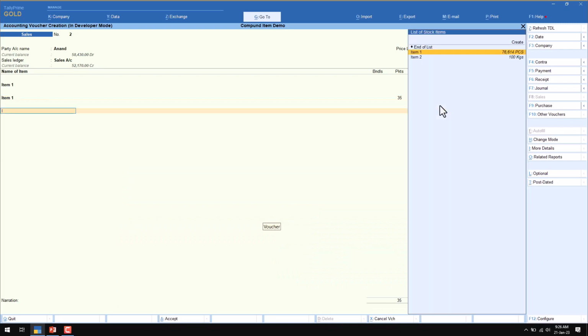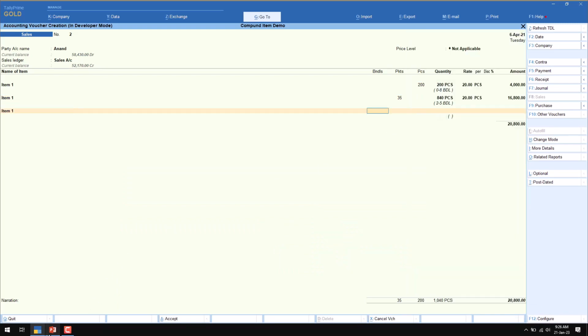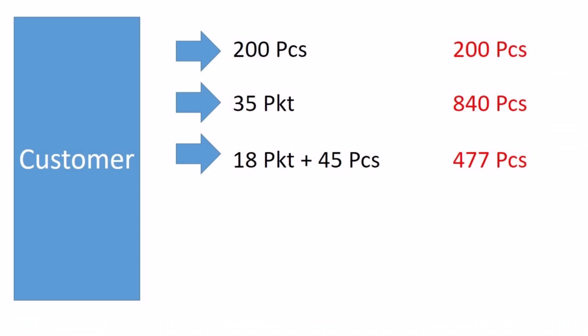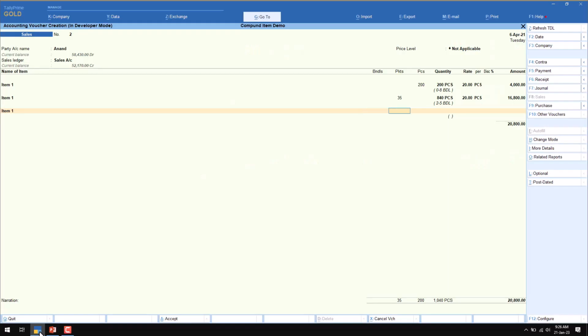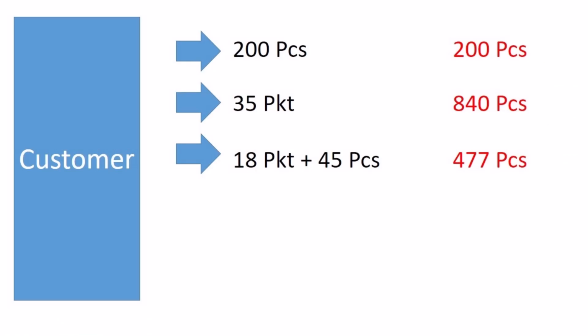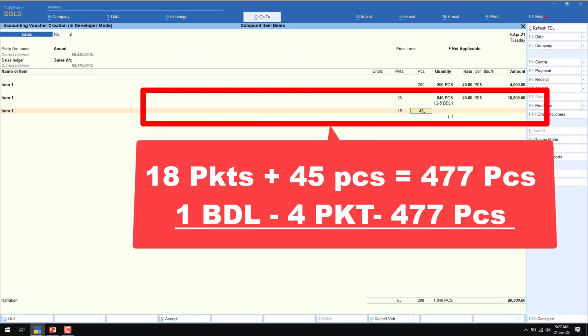Another one is item number 1. So there is another scenario, 18 packets and 45 pieces. Yes, now we enter 18 packets and 45 pieces here. So here is 45 pieces. Once we enter, it is 477. It automatically calculates, and below it shows 1 bundle and 4 packets.